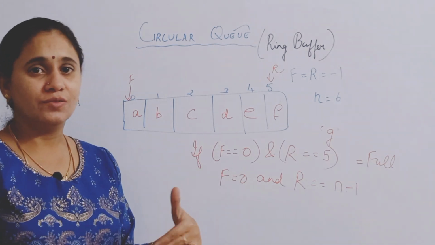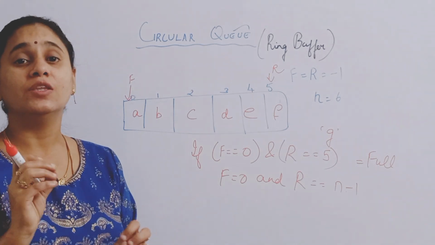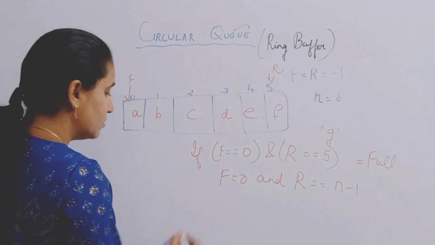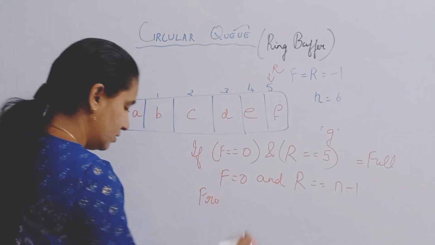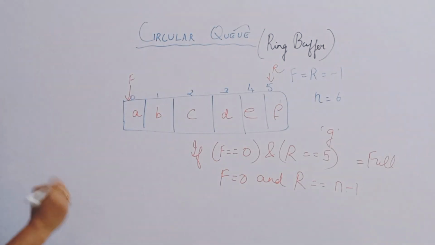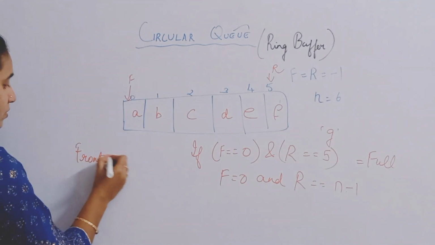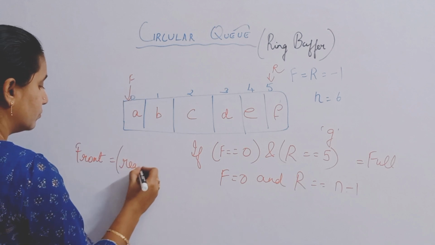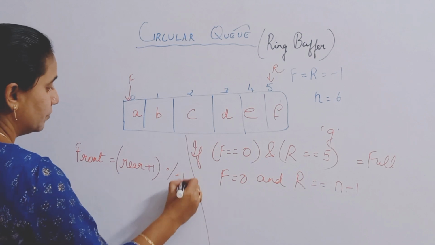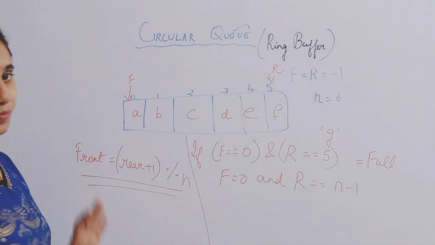Another condition for checking whether it is full or not, indirectly, we are going to represent using a formula. So I am going to write that formula. The formula is front. Students, very important formula, they may ask even in a problem. So front is equal to (rear plus 1) mod n. This is one of the formulas to check whether the Q is full.